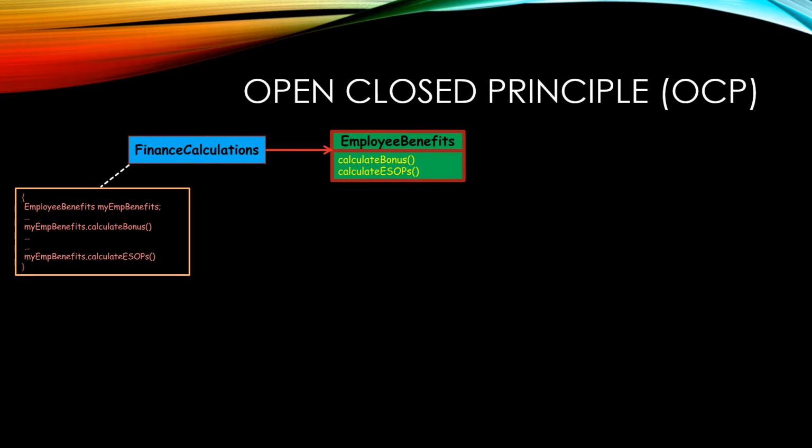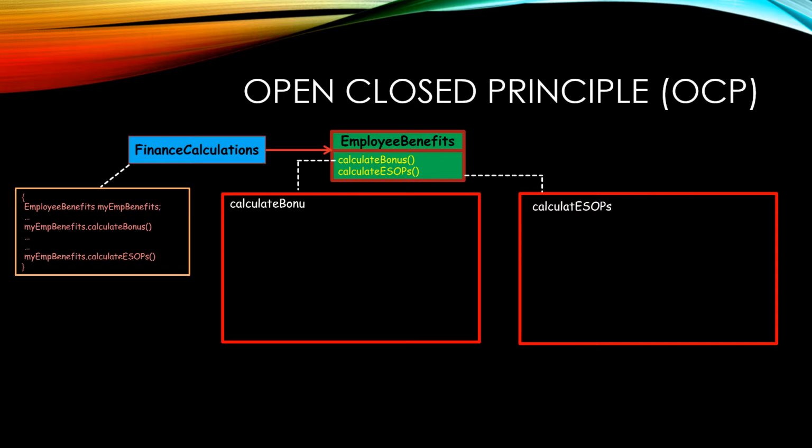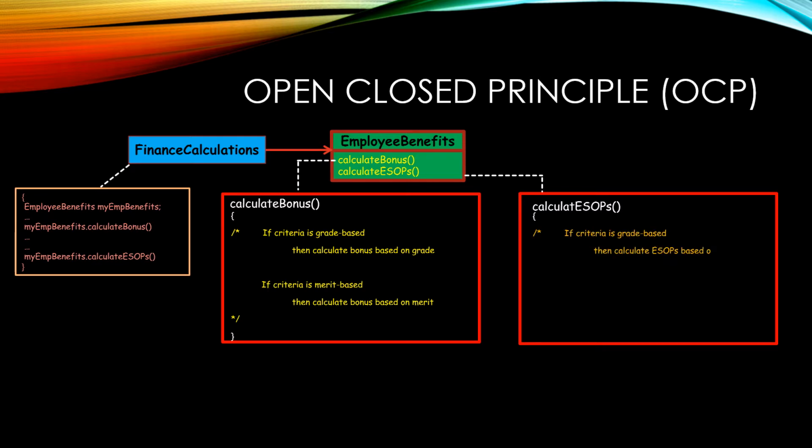In order to address this requirement, the developer will go to these two methods and make the required changes. In calculate bonus method, he will introduce a condition to check for the criteria. Based on whether criteria is grade or merit based, he will have appropriate logic to calculate the bonus. He would do the same for calculation of ESOPs.